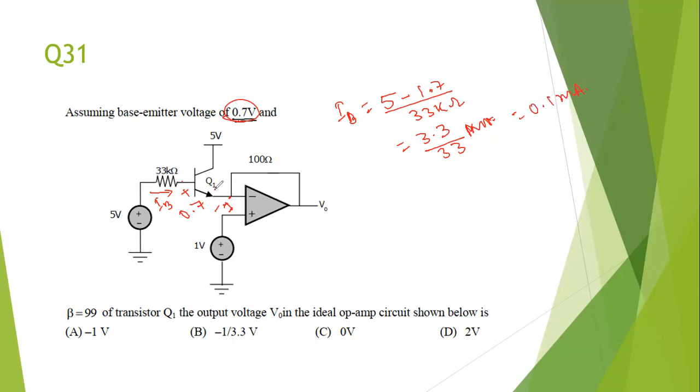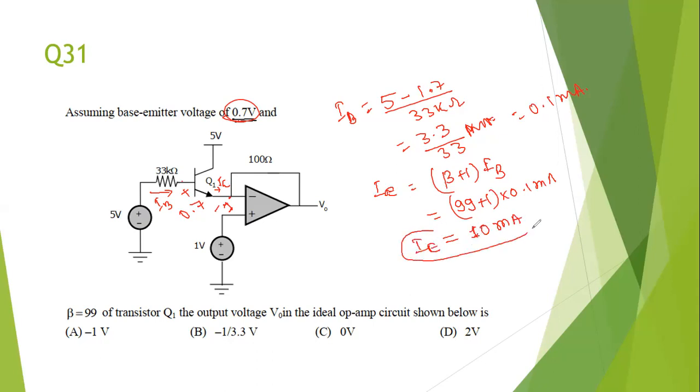So what's this emitter current? The emitter current is beta plus 1 into IB, the base current. This is 99 plus 1, that is 100 times 0.1 milliampere, and you will get the answer 10 milliampere. So the emitter current is 10 milliampere. Now this current is going around these points. So what's the value of V naught?